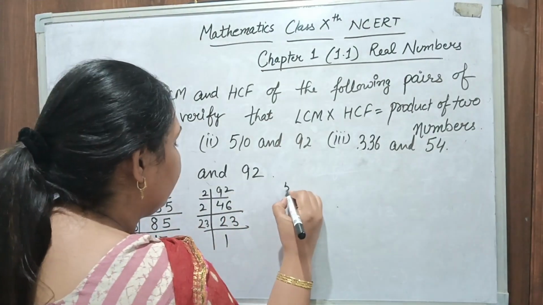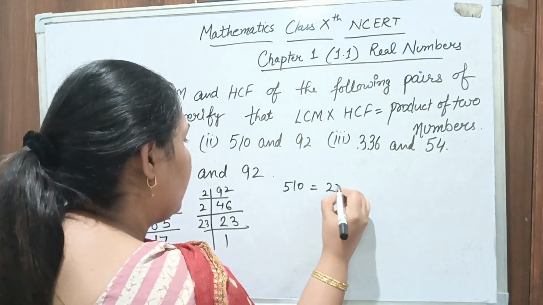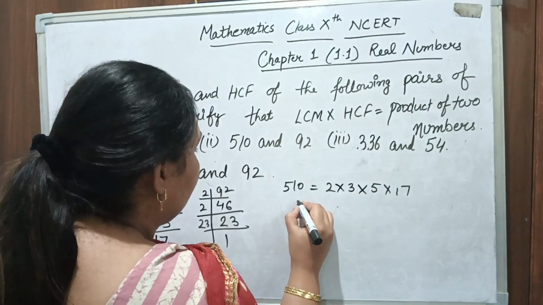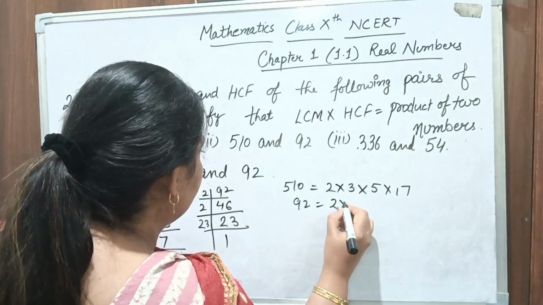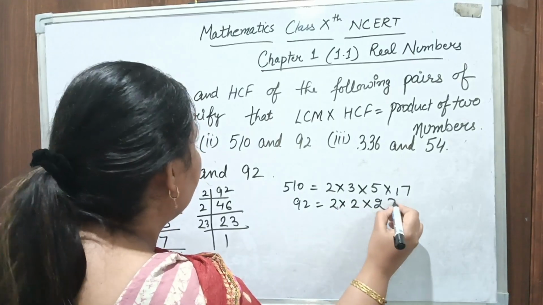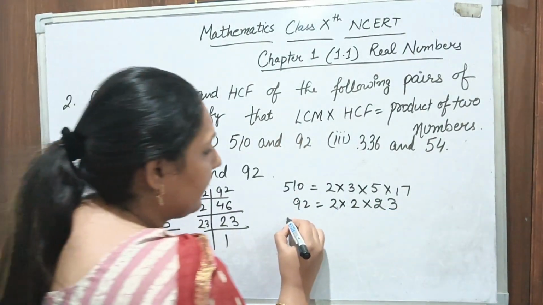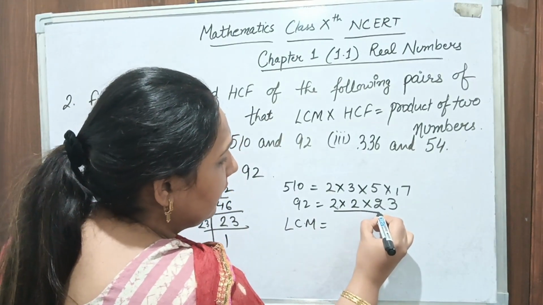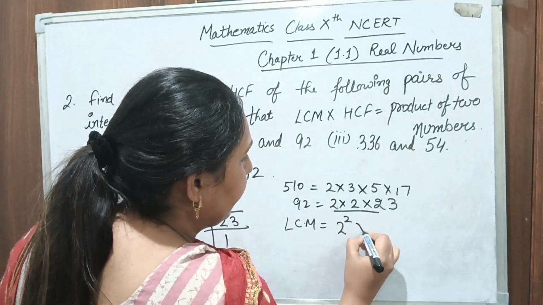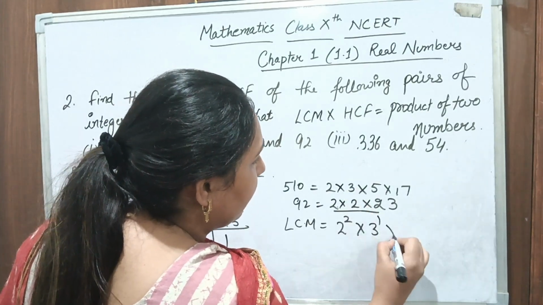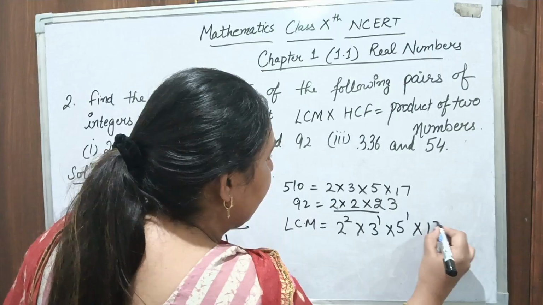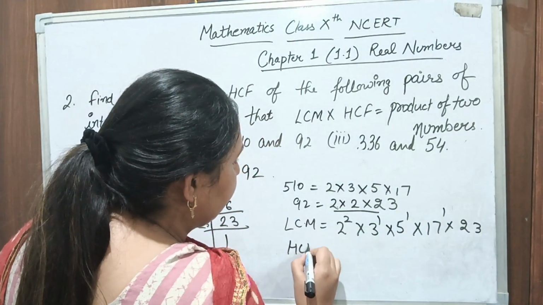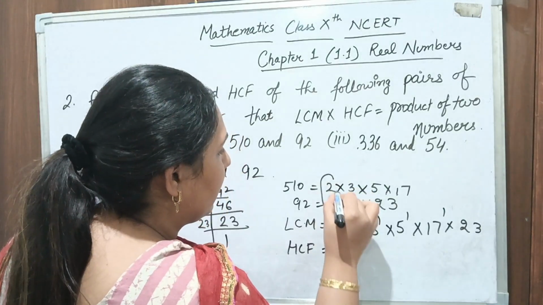So 510 is 2 multiply 3 multiply 5 multiply 17, and 92 we can express as 2 multiply 2 multiply 23. What will be our LCM? The maximum power of 2 is 2 square, then 3 power 1, 5 power 1, 17 and 23. And what will be our HCF? The common number is 2.